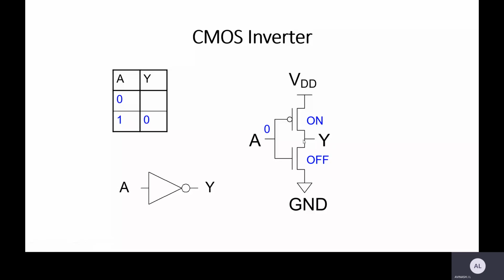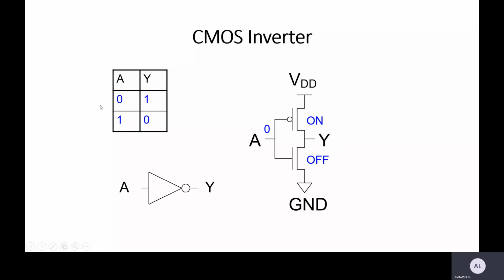Okay, so when the PMOS is on, VDD will definitely flow. When VDD is definitely flowing, Y will be equal to what? 1. And the NMOS is off, so there is no current flowing through the NMOS. Okay, I can say that the output is equal to 1.